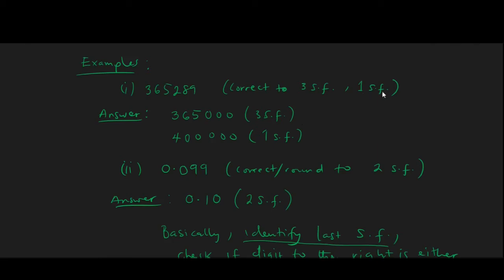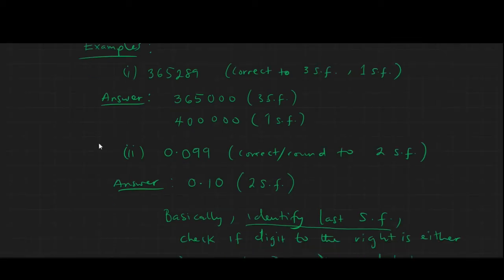Now, what about 1 significant figure? 1 significant figure is looking at the very first non-zero digit, which means that it is 3. Now, the number to the right of that figure is greater than 5, so we will add 1 to the 3 to make 4. So this figure correct to 1 significant figure will be 400,000. The rest will be insignificant. Let's look at the second example.